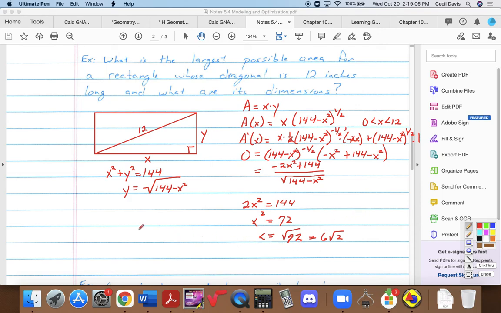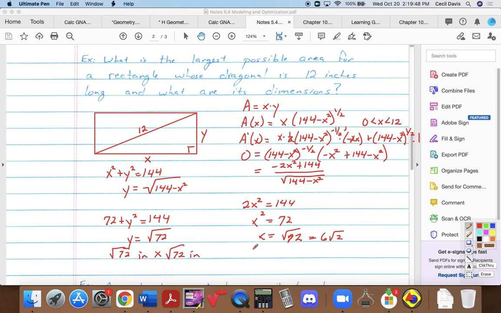So x would be the square root of 72, and then we can figure out what y would be using our secondary equation. So if it was the square root of 72 squared, that's going to be 72 plus y squared is equal to 144. So y is going to be the square root of 72 also. So it's the square root of 72 inches by the square root of 72 inches. That x is not meant to construe x or multiplication, but dimension.